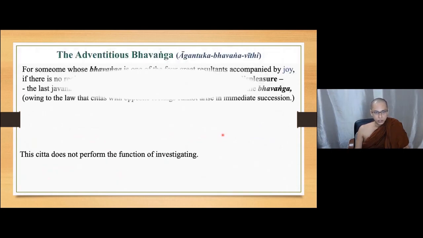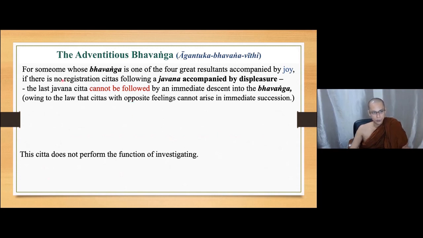So about the adventitious bhavanga, this information was already explained. For someone whose bhavanga is great resulting accompanied by joy, no registration chitta follows the jhana accompanied by displeasure, domanassa jhana. It cannot be followed by that bhavanga because they are directly opposite each other in the type of feeling. The jhana is displeasure, and the bhavanga is joyful bhavanga. That's why they are directly opposite, so it cannot follow.